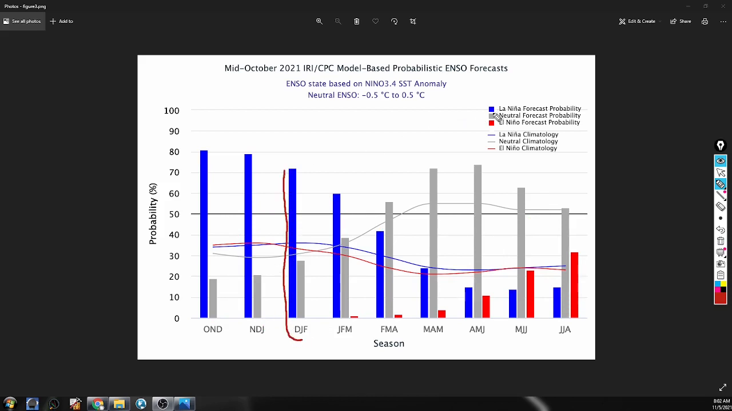Now, the blue indicates a La Nina forecast probability. So this is the chance of the winter having a La Nina, which is now a bit lower than it was before, because we're actually showing a little bit weaker values here. So this is showing around a 72-ish% chance of seeing a La Nina.